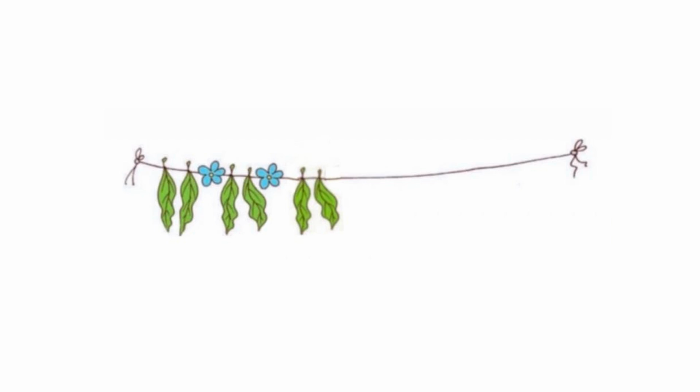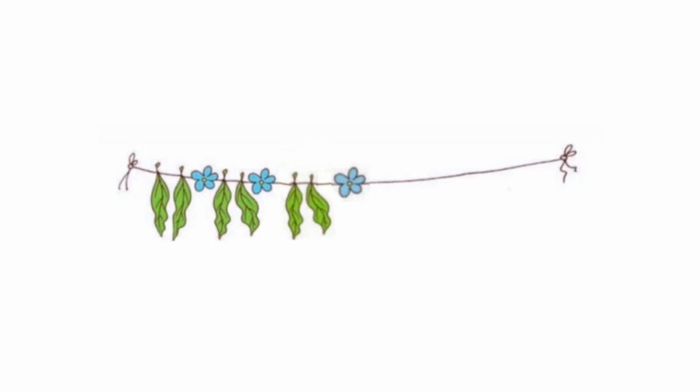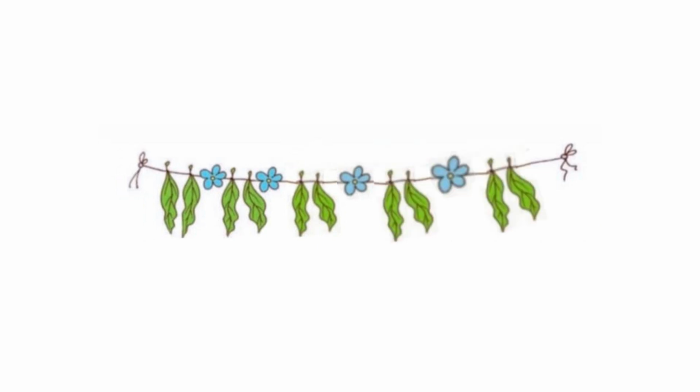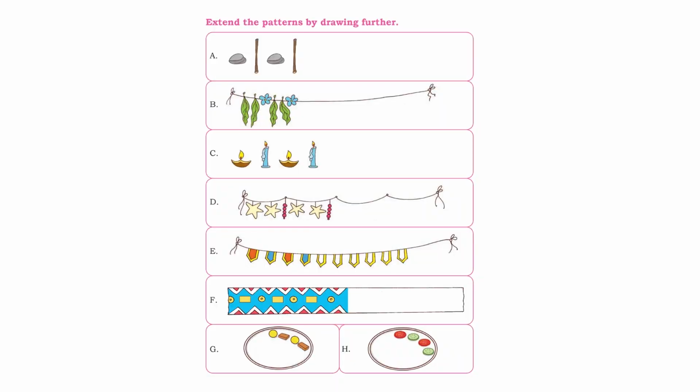Yes, 2 green leaves. See, we have drawn 2 green leaves here. Now, what next? Yes, 1 blue flower. Similarly, we will further draw the pattern. 1 blue flower, 2 green leaves. Look how beautiful is this pattern. I know all of you enjoy drawing beautiful patterns. Now, you can try these figures patterns by yourself. I'm sure you all can do that.